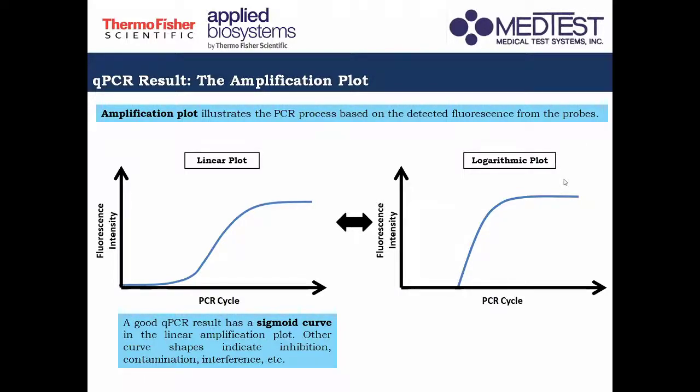Instead, you will be able to see this kind of curve. So this same plot, the horizontal line would represent your PCR cycle, and the vertical line would represent the fluorescence intensity. But the curve is different now because it's in a logarithmic value. So later, as we proceed with our discussion, malalaman natin kung ano pa yung differences nung dalawang plots.